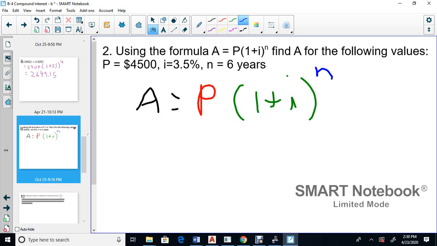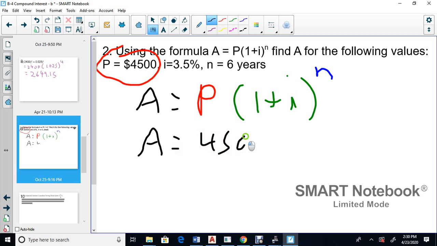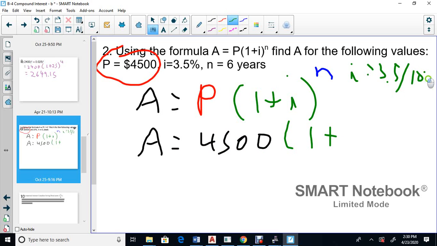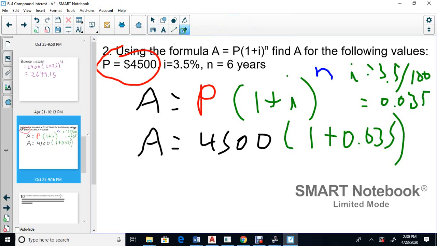So let's now see. This time it gives you the P, so we're just going to sub it in here. So we're going to go A equals 4500, okay, bracket, 1 plus I, but I is 3.5. That same issue, got to divide it by 100. So 3.5 divided by 100, so it's 0.035. So you put 0.035. Okay, let's clean that up a little bit here.